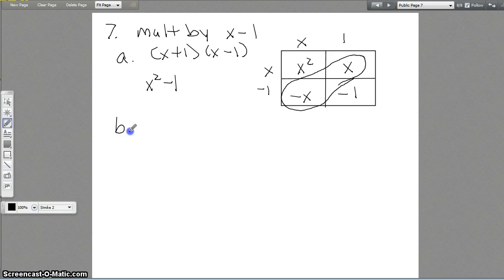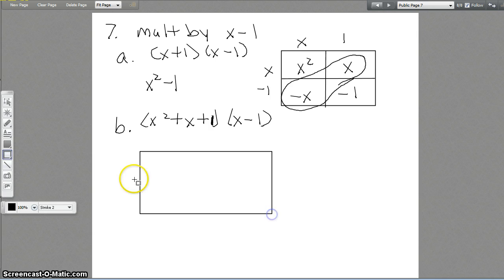Now part B, I have x squared plus x plus 1. And I need to multiply that, whoops, I left out the 1. I need to multiply that by x minus 1. So I'm going to make a grid. And I'm going to put in my grid lines.